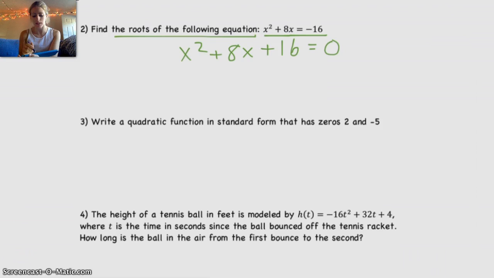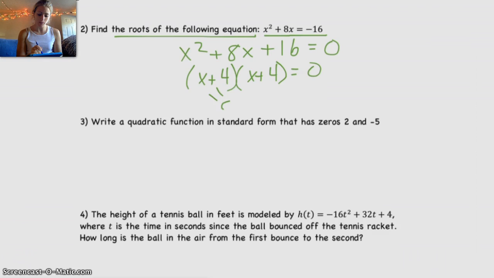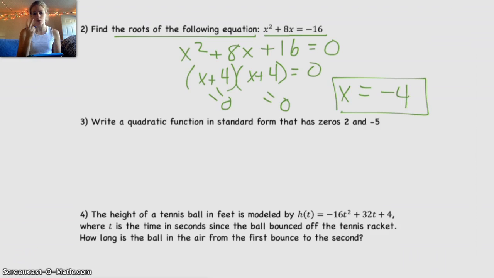So what times what equals 16 but adds to 8? That would be 4 and 4. So this ends up factoring to x plus 4 times x plus 4 equals 0, and you have to set each one equal to 0. In this case, you get x equals -4 twice. So you only have actually one x-intercept, but there's 2 solutions. It's -4 twice. Okay, next one.